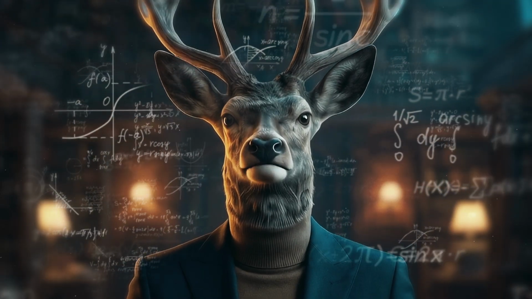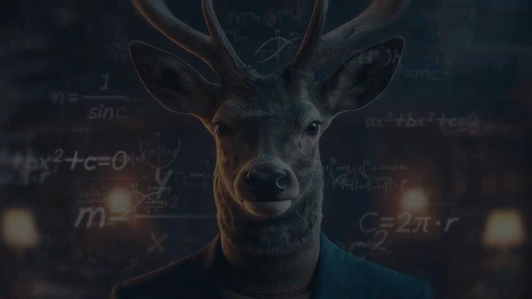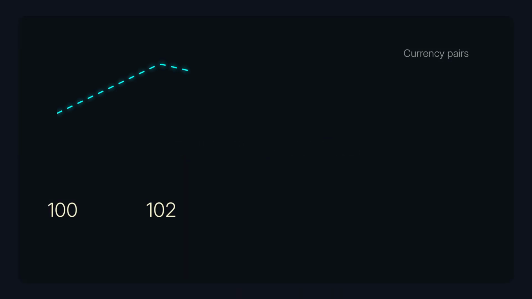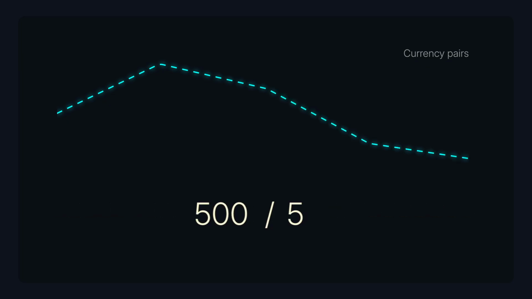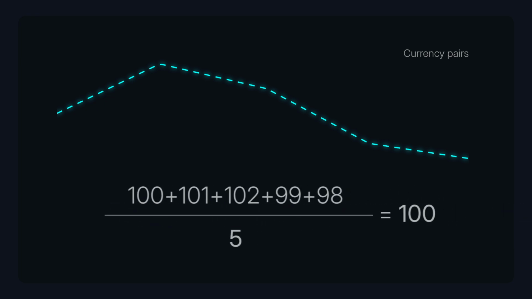I promise it'll be quick. Here's how a moving average is calculated. Imagine we have the last 5 prices for a currency pair: 100, 101, 102, 99, and 98. Add them all up, divide by 5, and you get 100. That becomes your current point on the moving average.